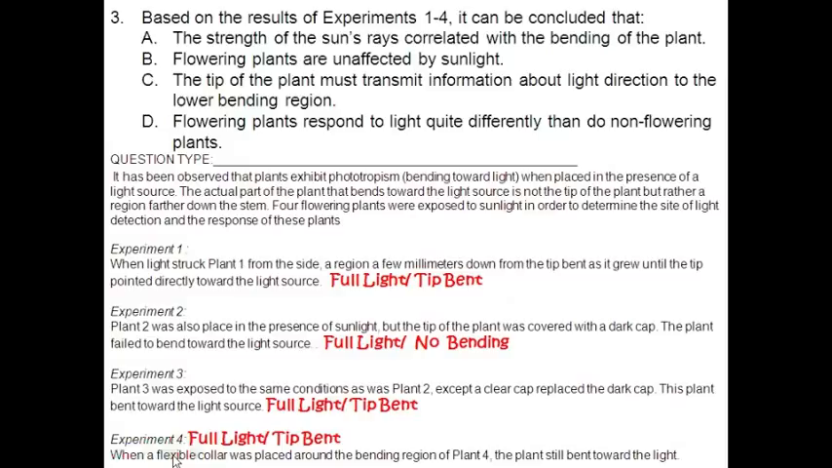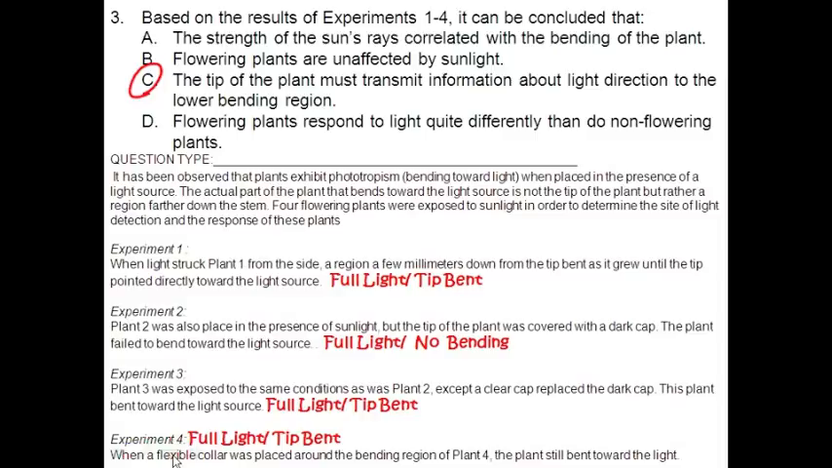Next question, take a couple of seconds and read over it. So what did you choose? How many of you chose A? Hope not, because that's the wrong answer. The right answer is C. Based on the results of experiments 1 through 4, it can be concluded that the strength of the sun's rays, lost my place, correlated with the bending of the plant.